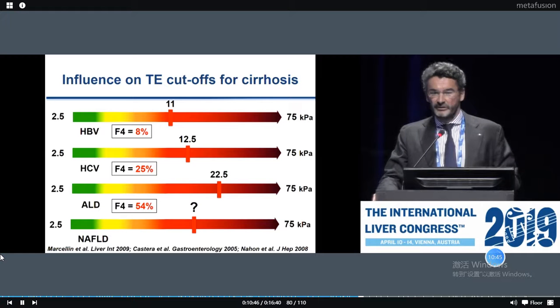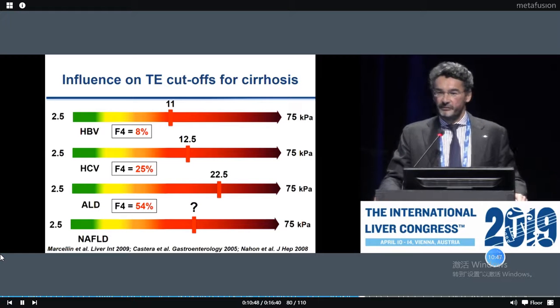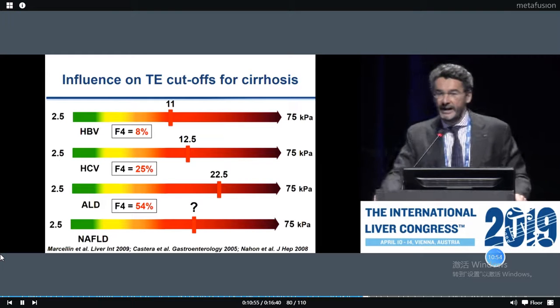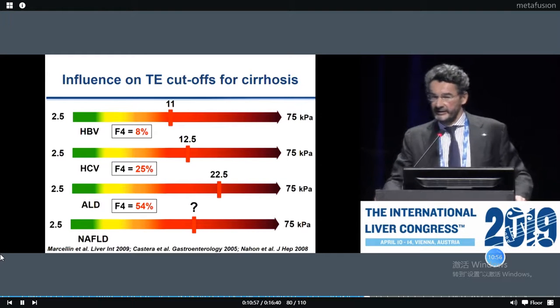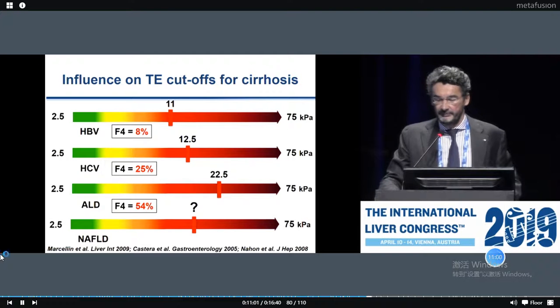Back to my scheme, you can see the prevalence of cirrhosis in these different populations go from 8 to 54%. So I'm not sure that the cutoff should be as high in alcoholic liver disease. It's just related to the fact that the prevalence of cirrhosis was very high.